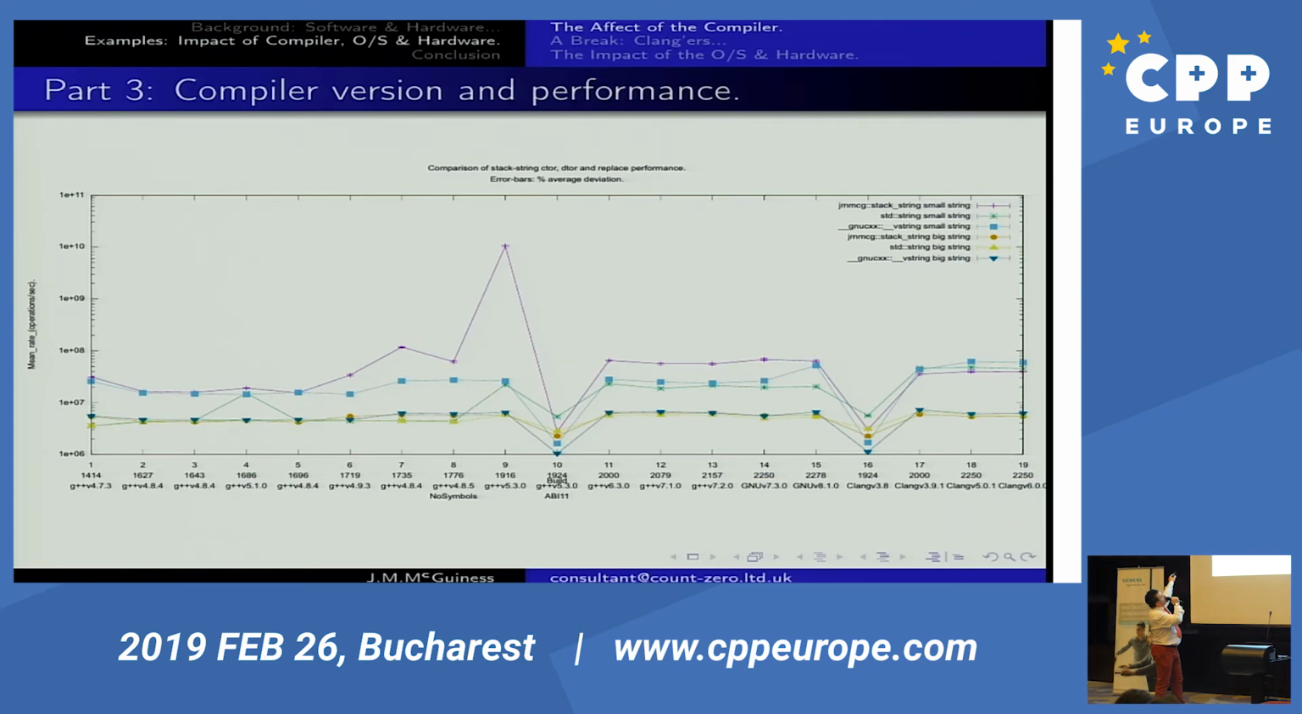Again, we see a similar model with replace. Replace is a harder operation, so the compiler is less likely to optimize it out. I'm glad to see that my sweat going into my small string optimized string paid off: it's in general faster than the rest, apart from Clang 3.8, where I don't know what they were doing there.